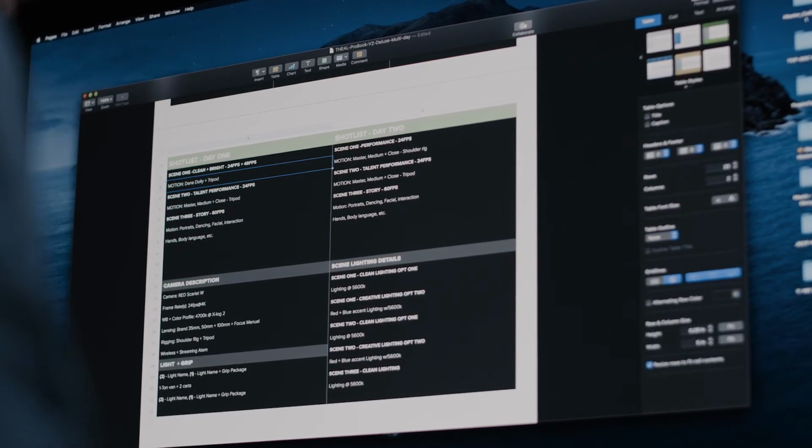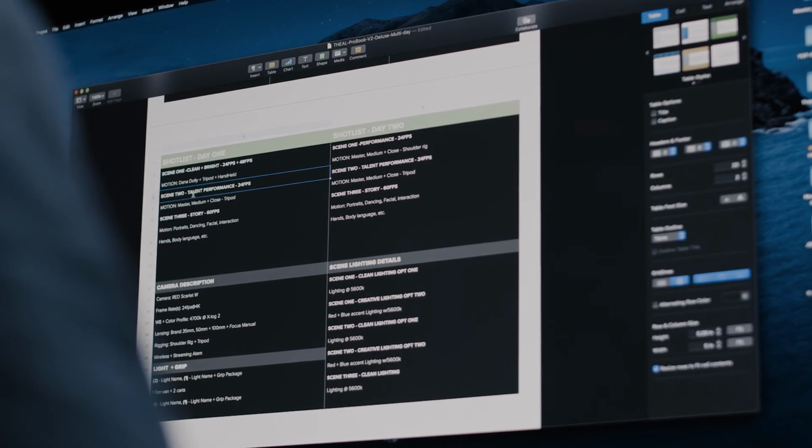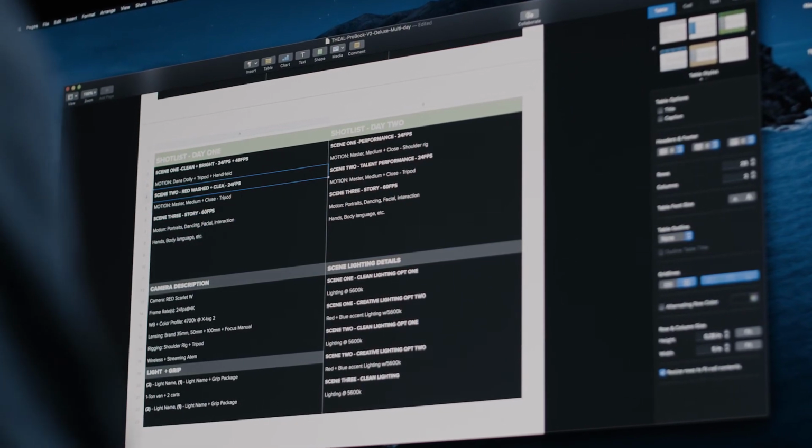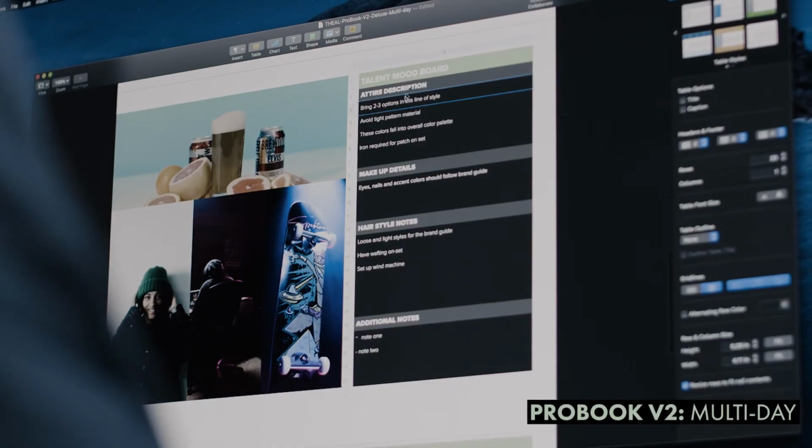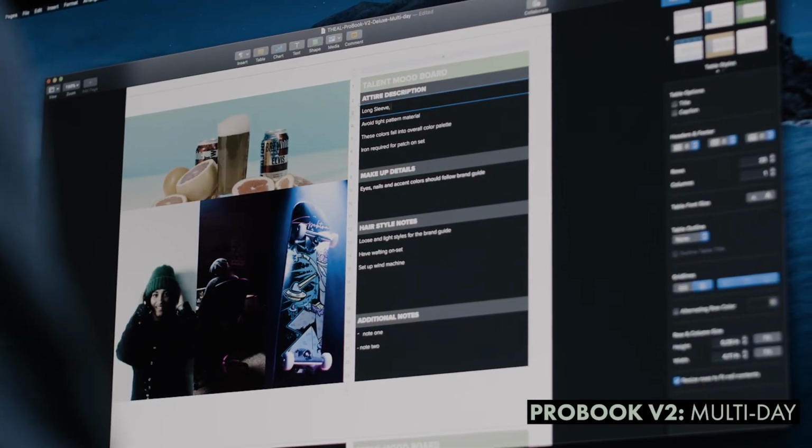Again, this is getting a lot of those ideas out of the way before set so everyone can execute a little bit more, or if we start to see some curveballs coming up, we can navigate those a little bit more gracefully. As well, we give some talent information from attire to makeup. All these pieces of information play a role in just getting the right information out there.